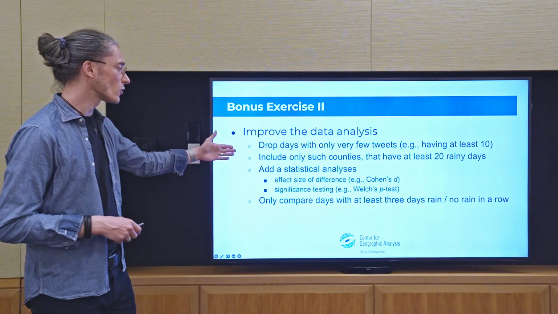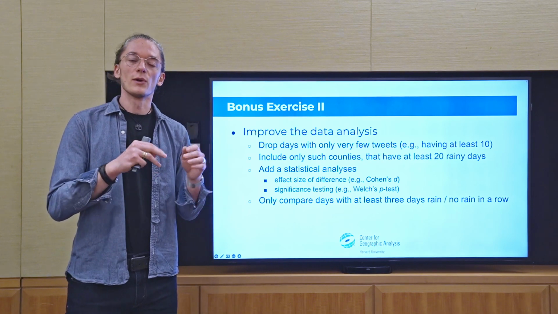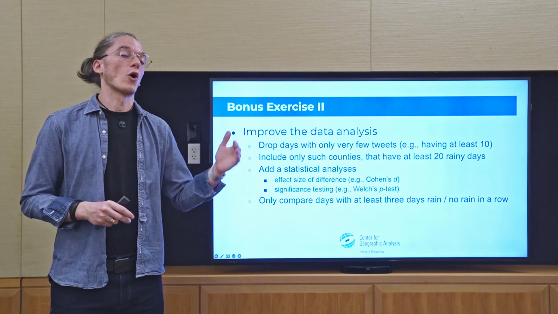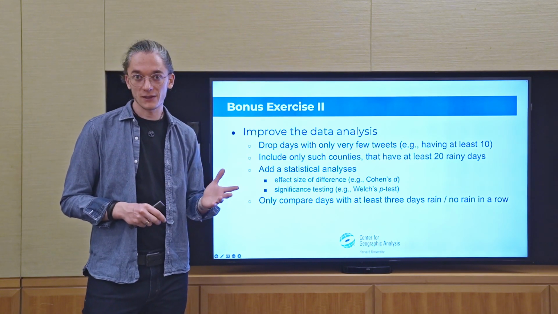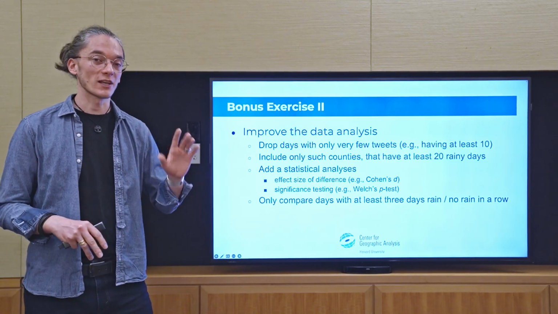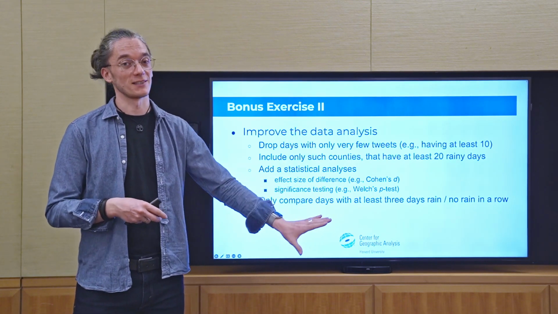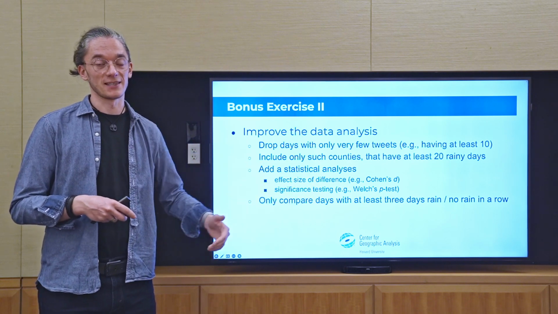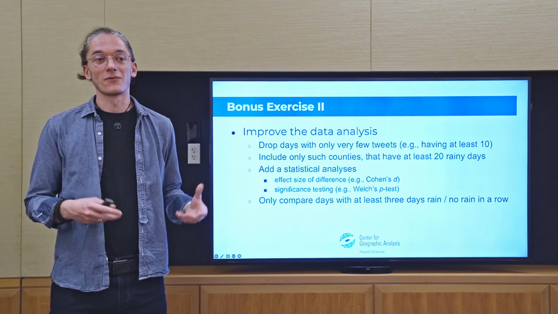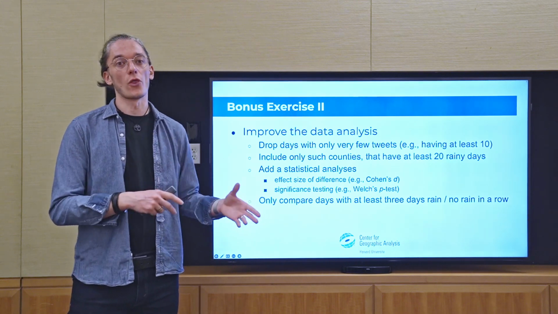Then we could also add some statistical analyses. For example, introduce some effect sizes to quantify how meaningful the difference between the rainy days and the non-rainy days is. We could also talk about statistical significance testing. When we do that, it is absolutely important to mention right away that we would then be running multiple comparisons and multiple statistical tests, which would, in this case, drastically inflate our type 1 error rate, or the chance that we find some differences although there are none.